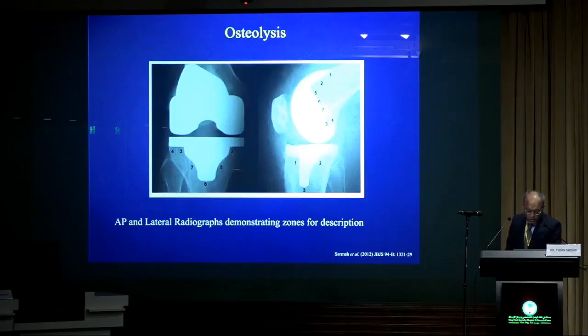On AP, there are 7 areas on the tibial side and 3 areas on the lateral on the tibial side. On the femoral side, however, there are only 7 zones, and these are only on the lateral radiograph. As I said before, plain radiographic assessment of osteolysis has been superseded by CT and/or MR.